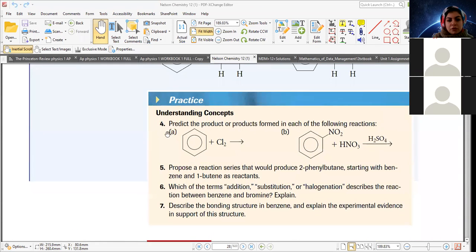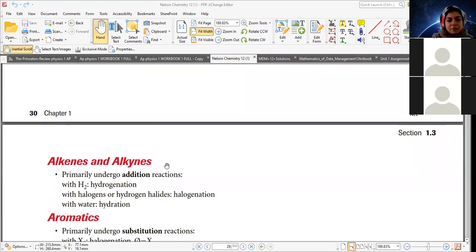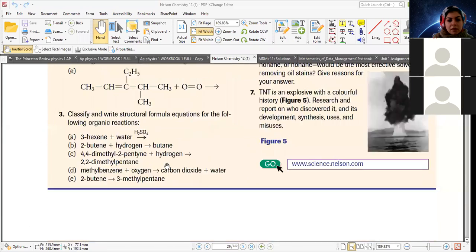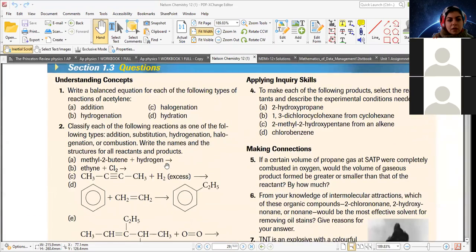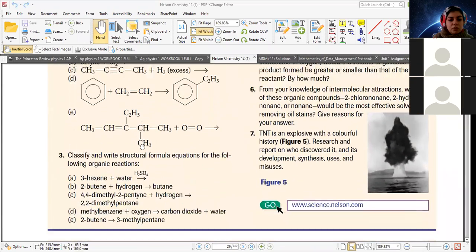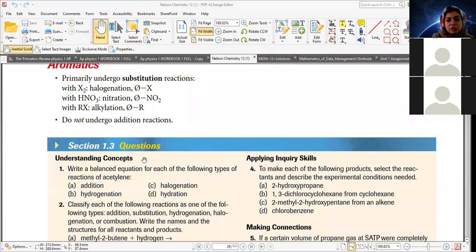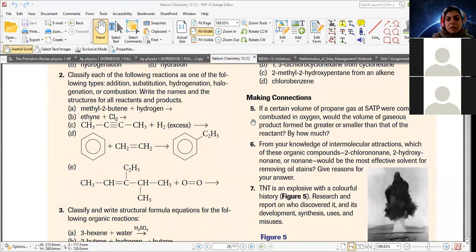Okay, so this is page 30. I want you to do question 4 and 5. And this is page 31. I'm asking you to do question number 2, question number 3, and 4. Okay.